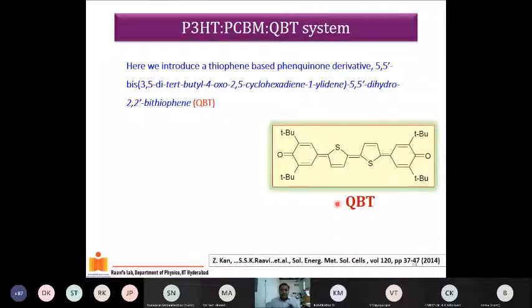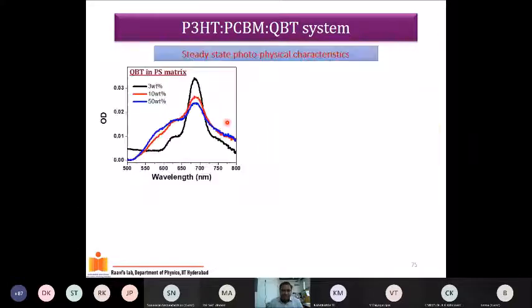Okay. Now we are taking PTHD PCBM, which is a well-known bulk heterojunction material, and putting in a small quantity of this molecule QPT to see how the introduction of the third system would show an improvement in solar cell performance. Now this is the steady state properties.